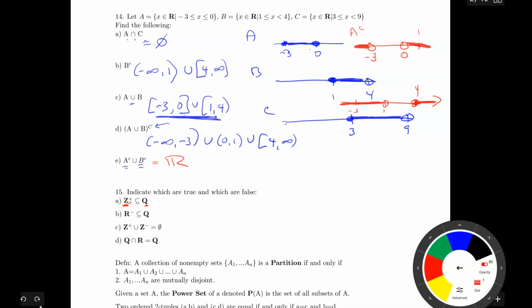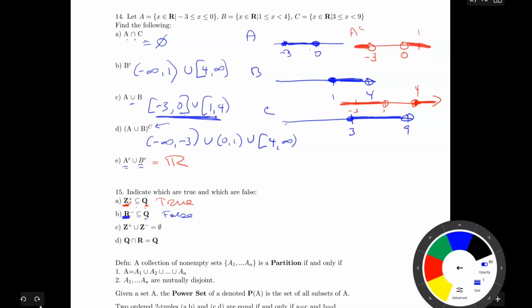So is this a subset of this? Yes. I just want to make sure you're kind of tracking with me here. Are the reals that are negative a subset of the rationals? So reals include things like pi that cannot be written as a rational, so this is false.